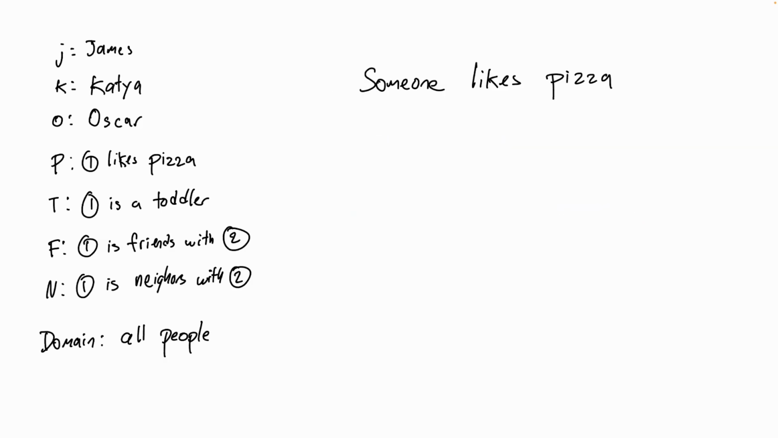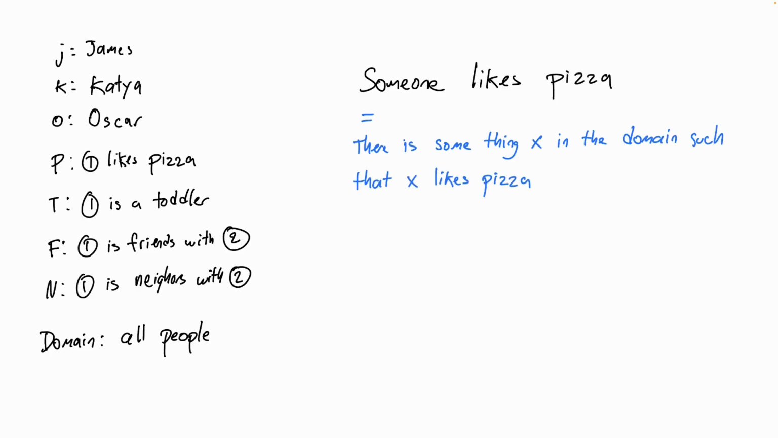Next, let's do "someone likes pizza." To translate this, we need to use a quantifier. There are two types of quantifiers in QL languages: universal quantifiers, which allow you to say that everything in the domain meets a certain condition, and existential quantifiers, which allow you to say that there's at least one thing in the domain that meets a certain condition. "Someone likes pizza" can be rephrased in such a way that we can translate it using an existential quantifier, because we can rephrase that to "there is something X in the domain such that X likes pizza." So we can translate it as there is an X, PX.